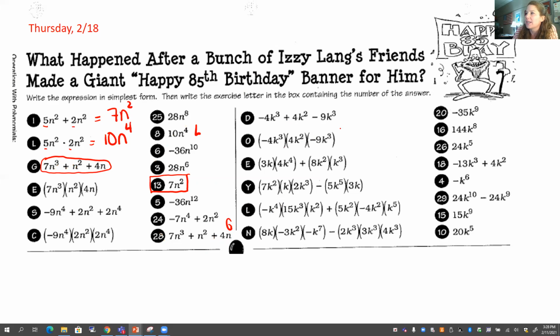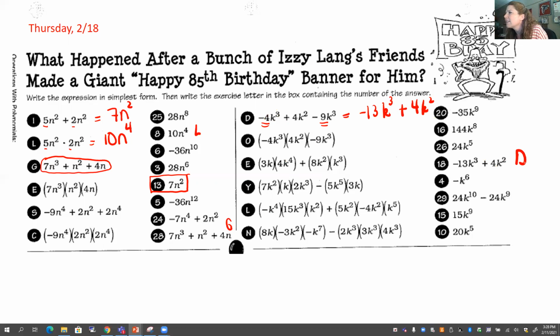Okay. What about this side over here? So we have a little bit of everything. So on letter D to the right, we have two like terms. So we're going to combine -4 and -9 and we get -13k to the third and then plus 4k squared. So that one is 18. 18 is D.